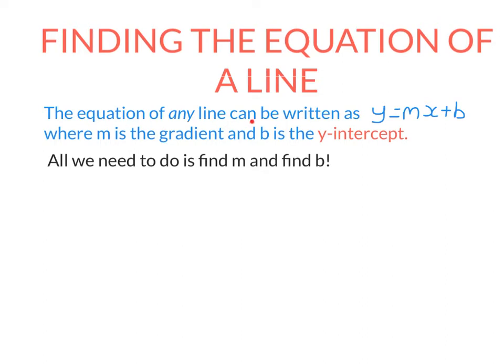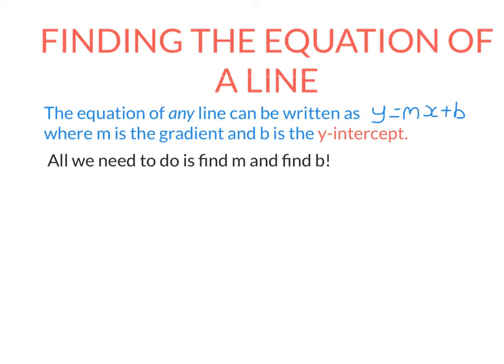The equation of any line can be written as y equals mx plus b. We've been introduced to m before in a previous lesson. M is the gradient, the rise over run. How much y values are changing each time the x value increases by 1. B is the y-intercept. I'll show you what that means, but it's just where the graph hits the y-axis. So because any line can be written in this form, all we need to do is find m and find b. So let's look at some examples.